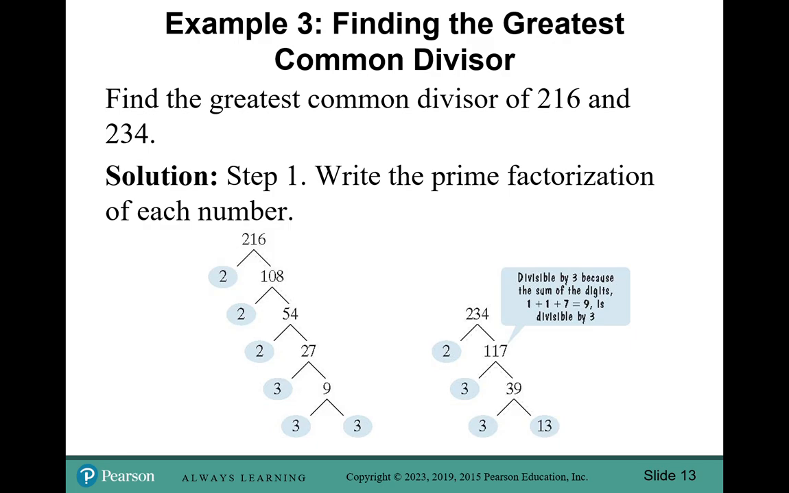The 234 can be broken down into 2 times 117. The 117 can then further be broken down into 3 and 39. And the 39 can be broken down into 3 and 13.